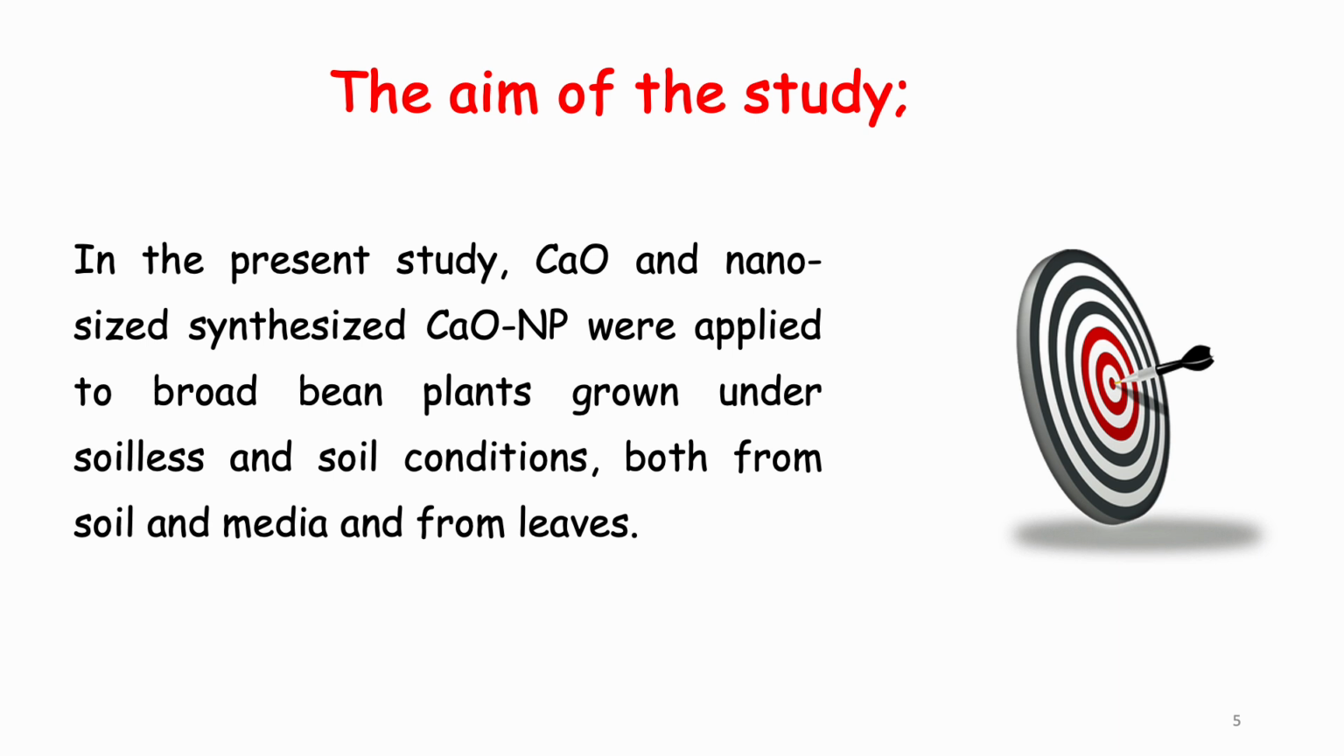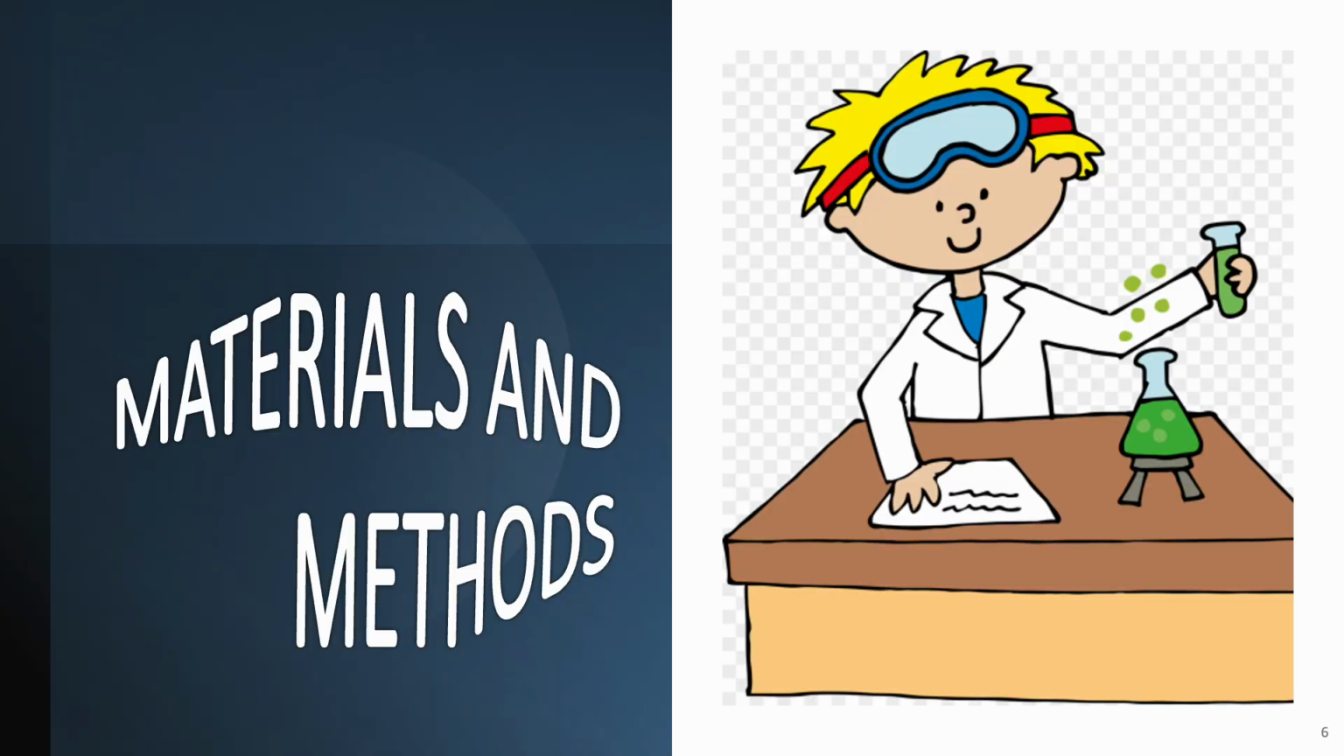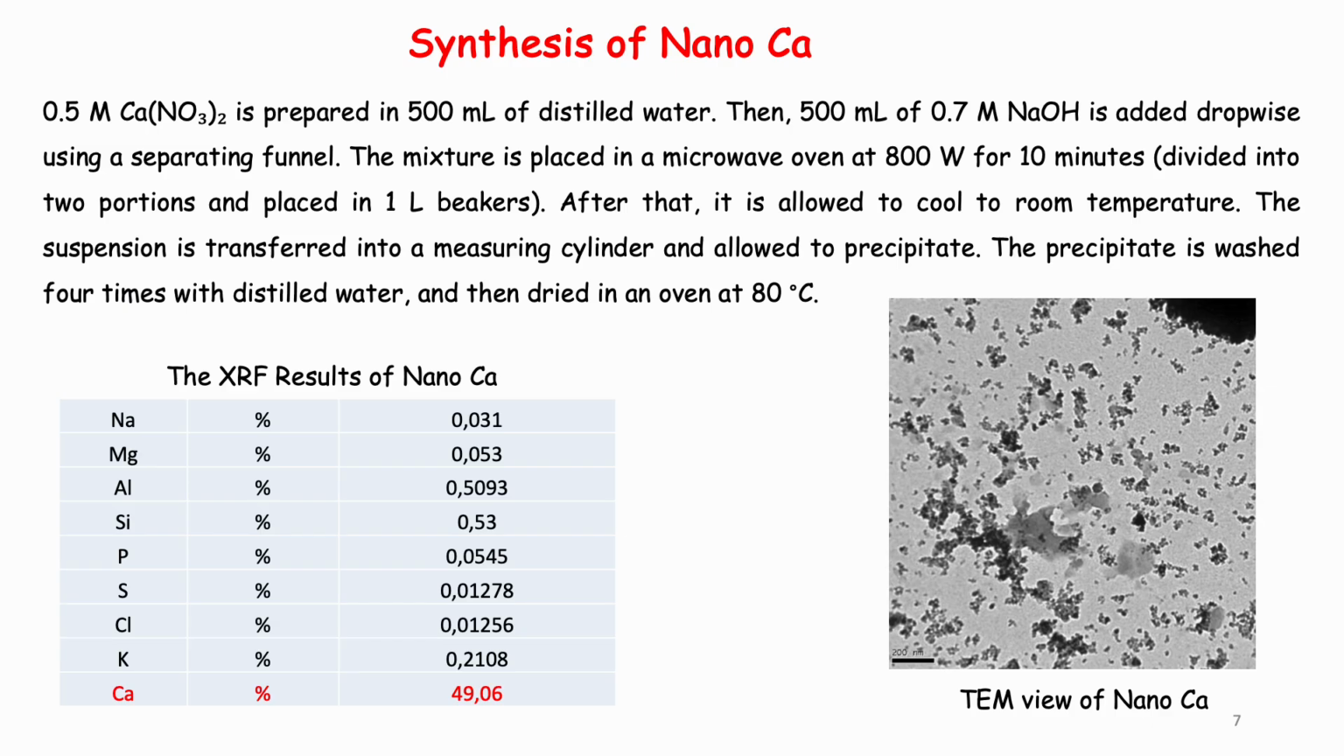The treatments were carried out under both soil and soilless conditions and applied in two ways, through the growing medium and as foliar sprays. This allowed me to compare the effectiveness of nano and conventional forms of calcium under different conditions and application methods. Let's look at the materials and methods section.